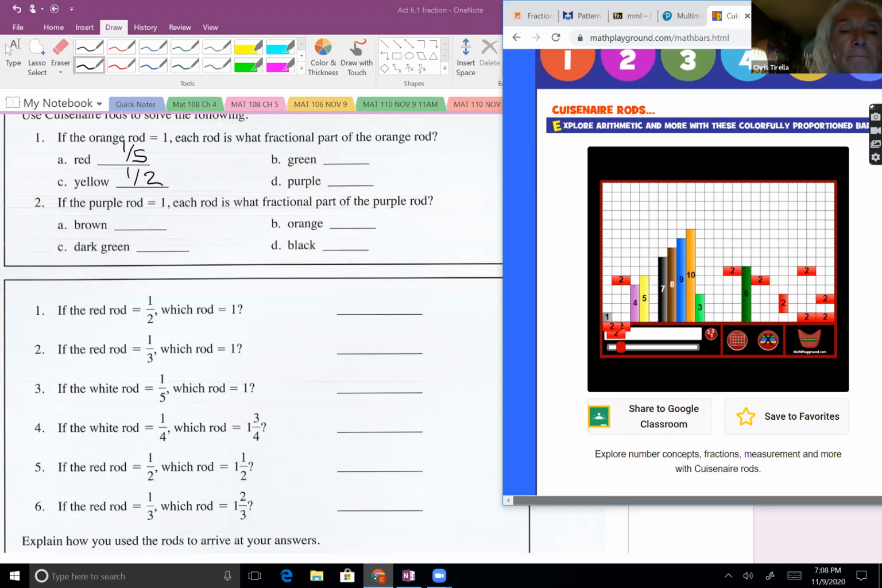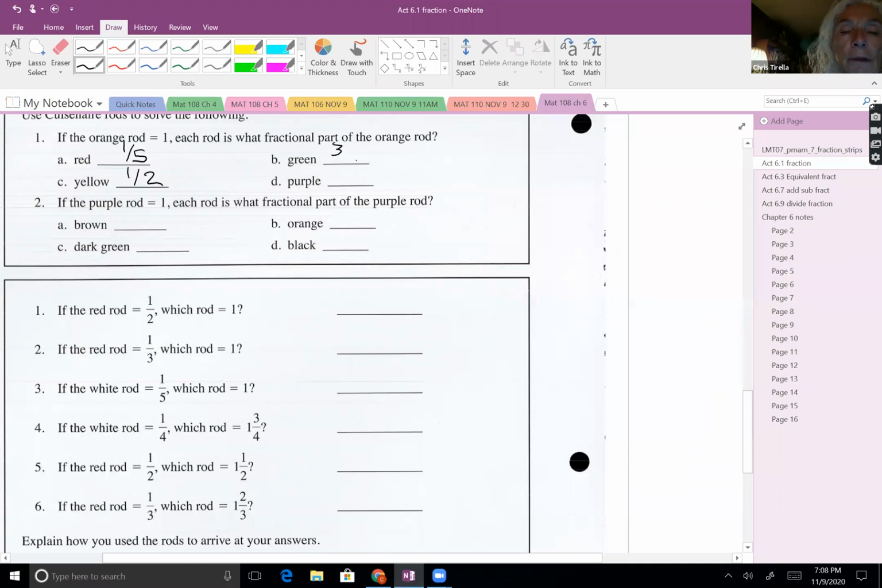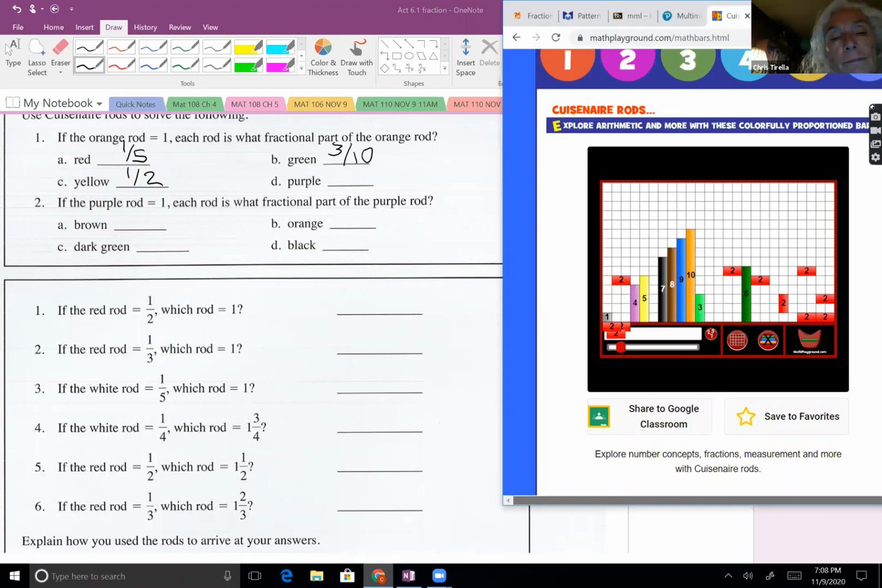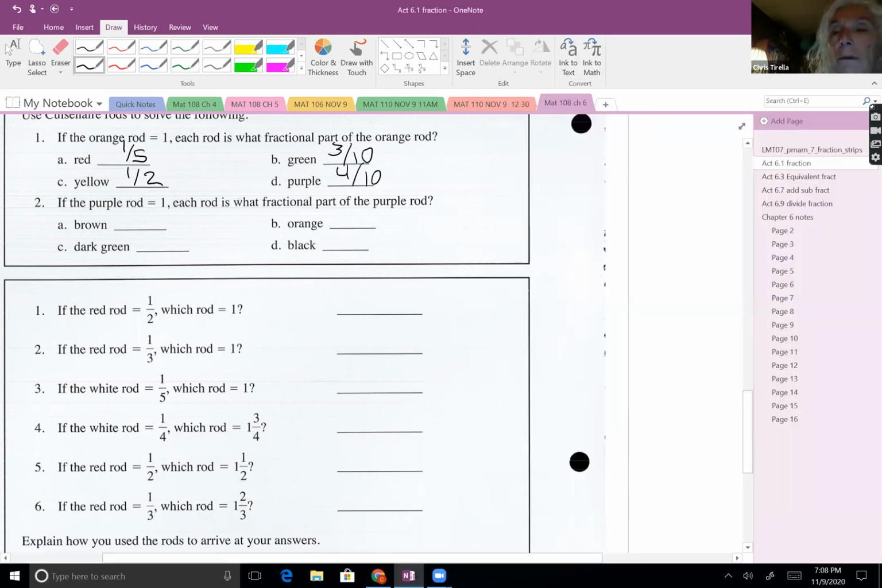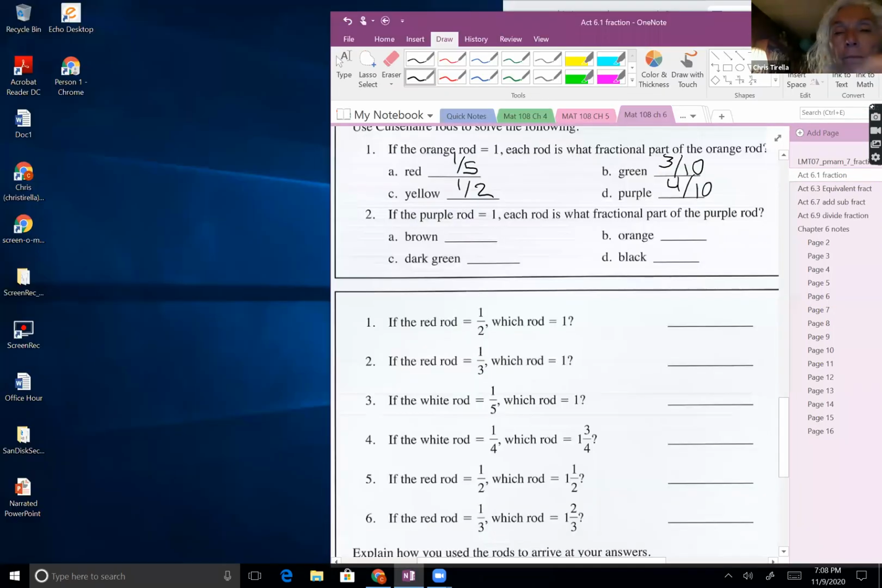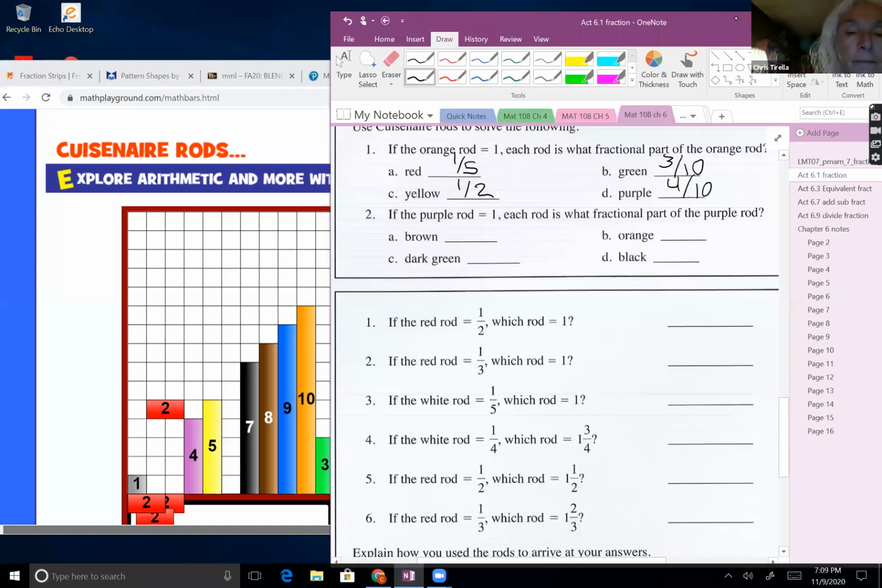Any ideas? Could we think of it as 3/10? And in the same way, wouldn't the purple be 4/10? Yes? No, maybe? What do you think?